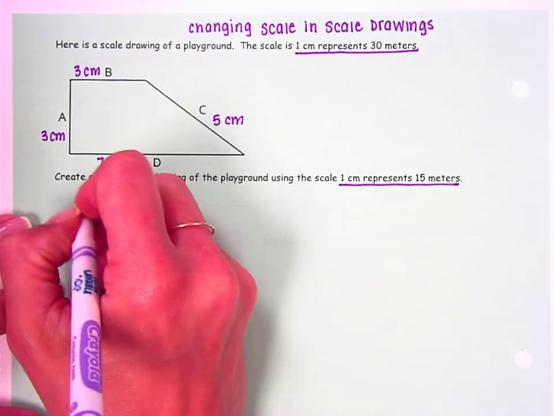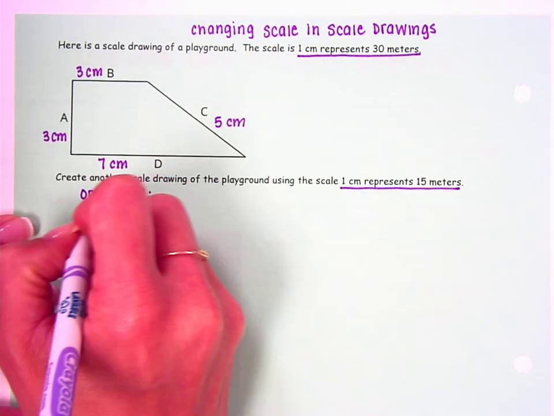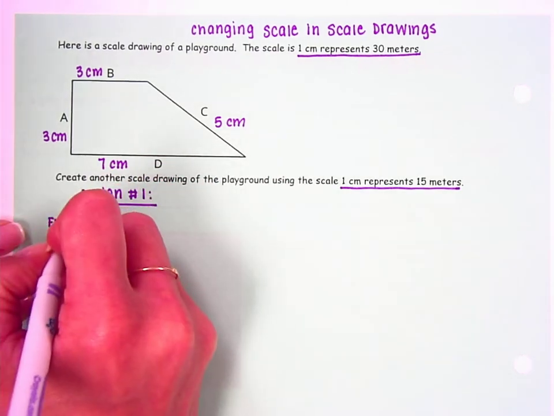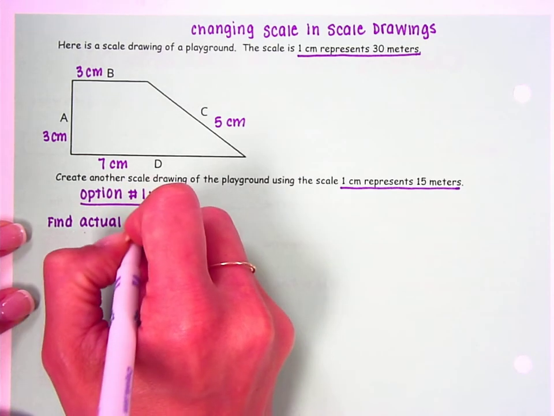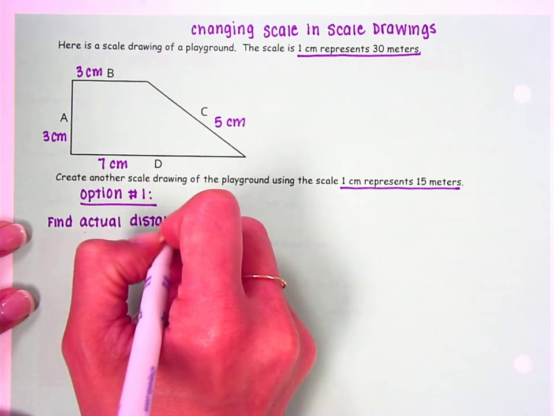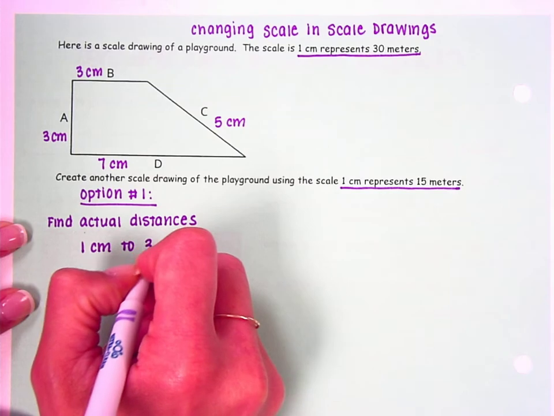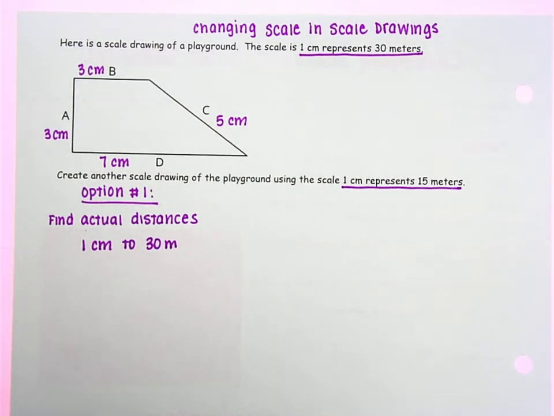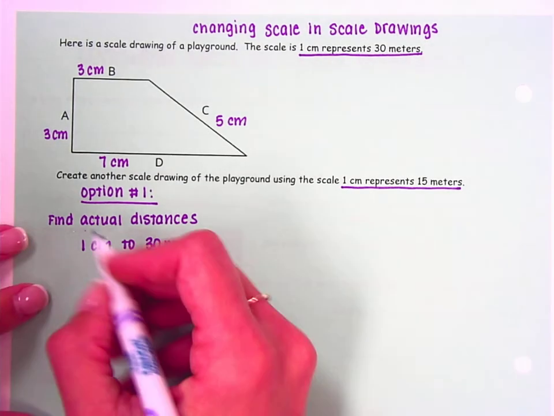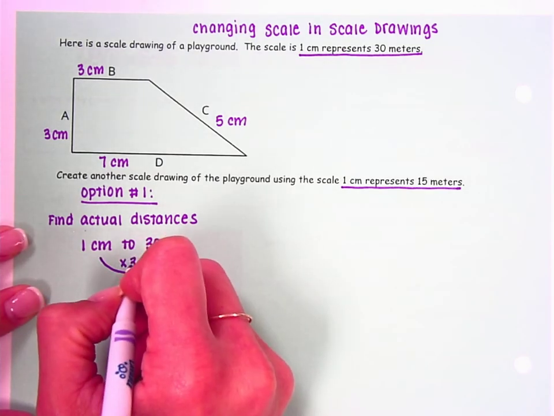So our first one, option 1, we're going to start by finding the actual measurements. So first we want to find actual distances. And we're going to do this by using that original scale of 1 centimeter to 30 meters. So in this case, we know that 1 centimeter represents 30 meters. So every time we have a centimeter, we are representing 30 meters. So we're going to use our centimeters to get to our meters by multiplying by 30.